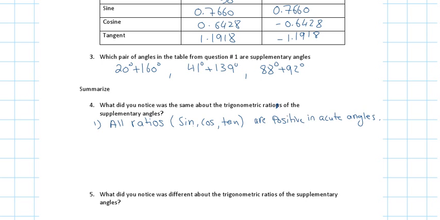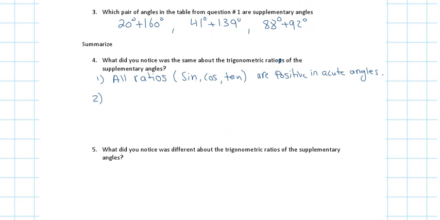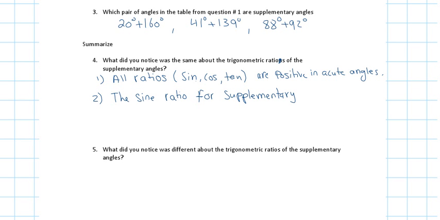So the sine ratio for supplementary acute and obtuse angles are the same.